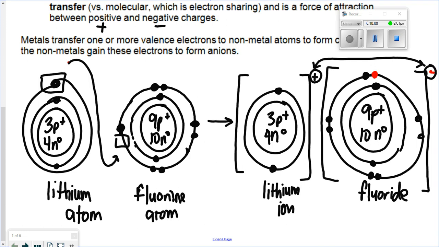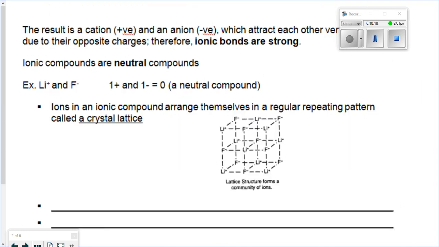So it says the result is a cation, which is positive, and an anion, which is negative. So the result of electron transfer, which attract each other very strongly due to their opposite charges. Therefore, ionic bonds are strong. So that's important there. So ionic compounds overall are neutral compounds. So overall, they have no charge.